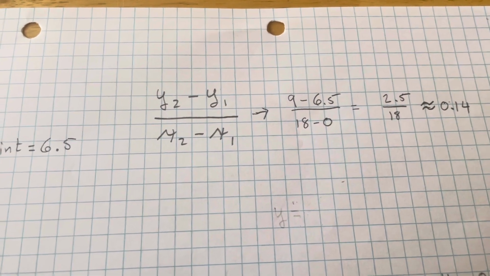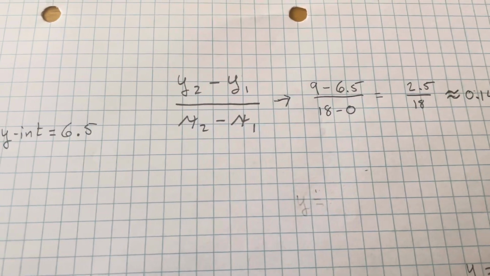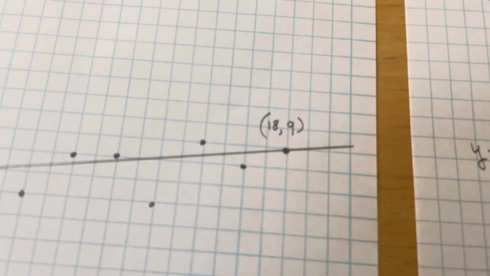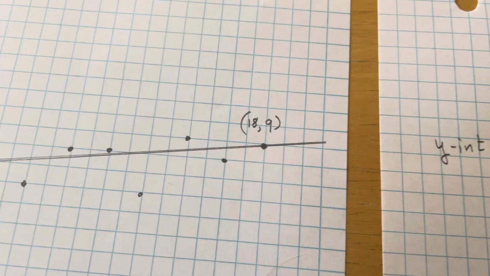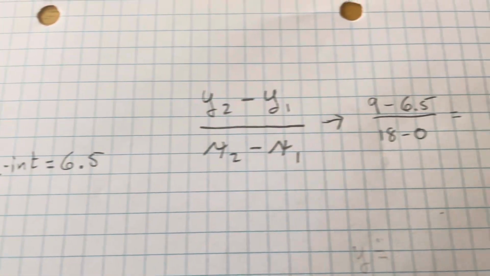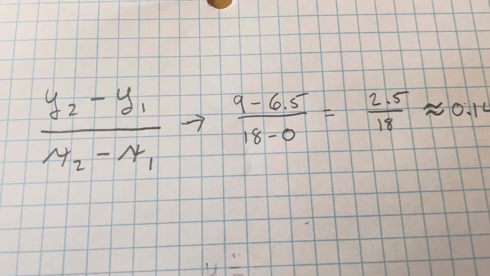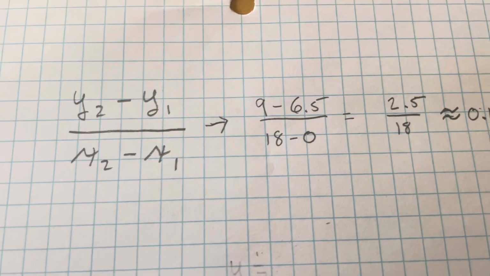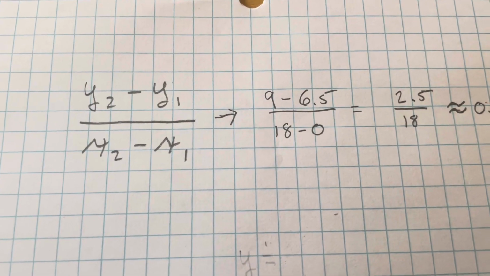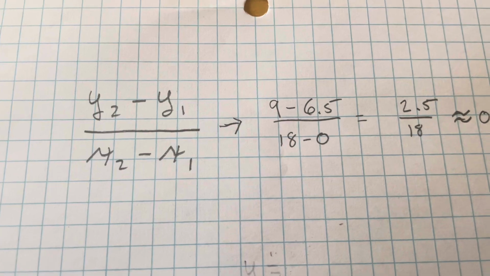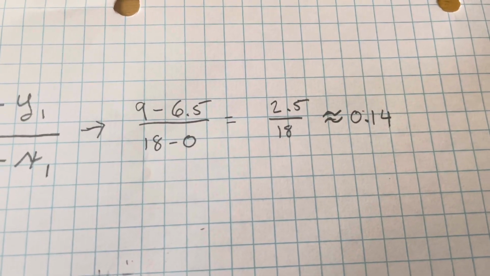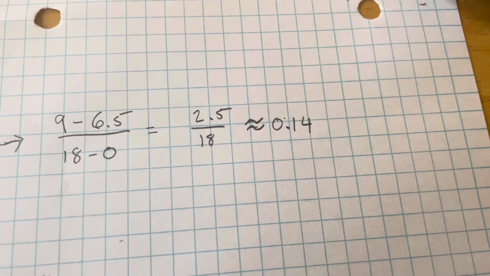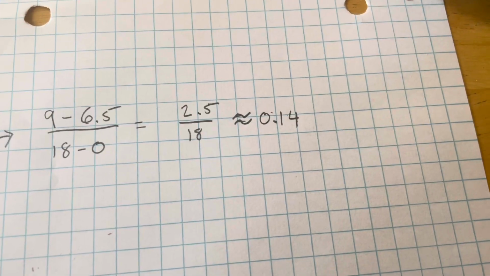So I use those first 2 points, the 0 and 6.5, as my first point. That's x1 and y1. And I use that second point over here on the graph, 18 and 9, as x2 and y2. And I put them in this formula. So I have 9, that's y2, minus 6.5, that's y1, and then 18, that's x2, minus 0, that's x1. And I got 2.5 over 18. When I put that into the calculator, it was 0.13888 repeated, and I rounded that to 0.14 for convenience. So that's my rate of change, and that's going right in my equation.